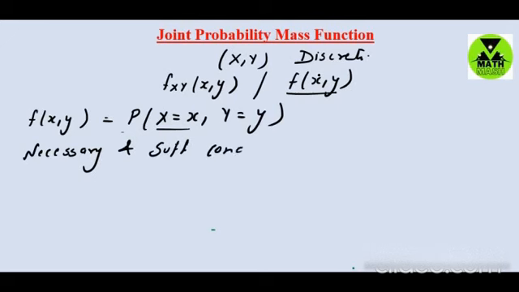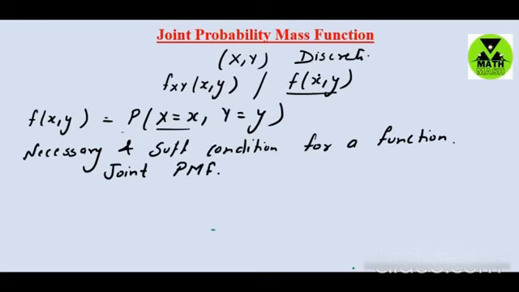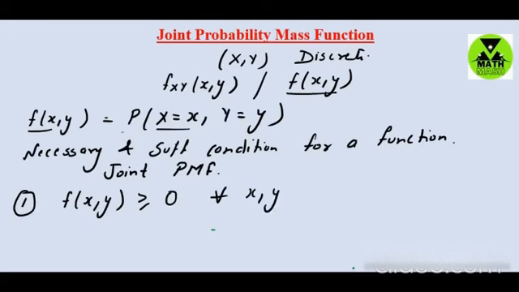Sufficient condition for a function to be a joint probability mass function. I'm simply writing joint probability mass function, that is joint PMF. The first condition for a function to be a joint PMF: since f(x, y) is simply representing the probability that X equals x and Y equals y, and we know that probabilities are always greater than or equal to 0. So the first condition is that f(x, y) is always greater than or equal to 0 for all the possible values of x and y.